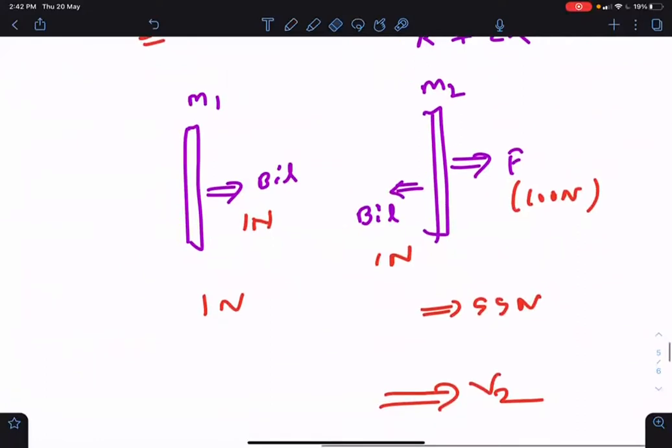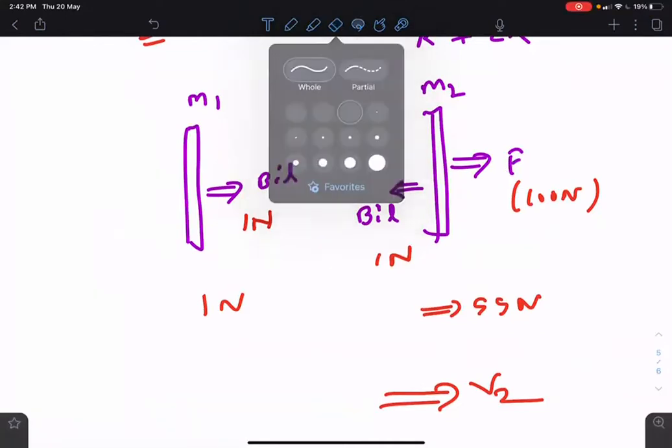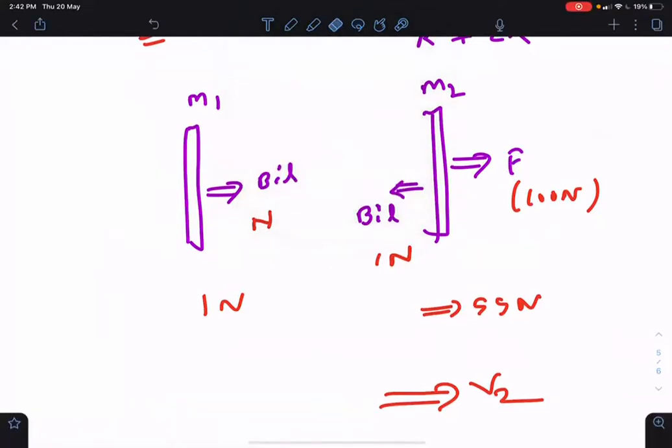Now let's say because of this the BIL force increases. Current increases, so BIL increases, and this has become 10 Newton. So how much is our net force now? For the sake of simplicity, we will assume the same mass. I hope you will be okay with the same mass.